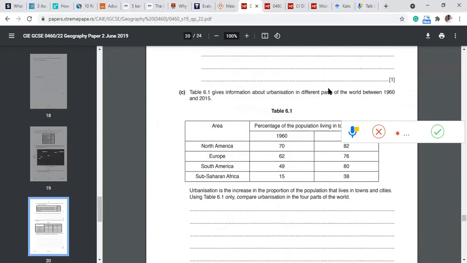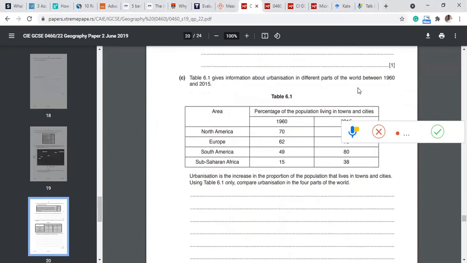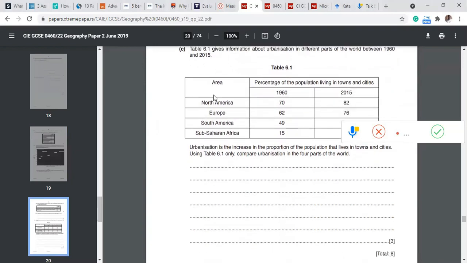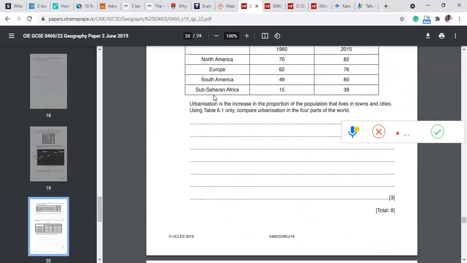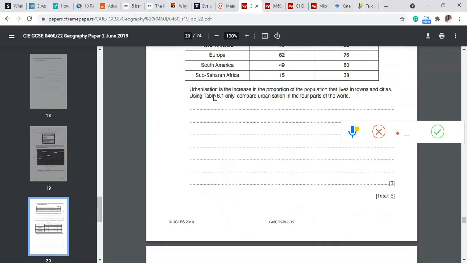So, the information about urbanization in different parts of the world between 1960 and 2015. So, percentage of people living in towns and cities. Urbanization is the increase in the proportion of population that lives in towns and cities. Using table 6.1 only, compare urbanization in 4 parts of the world.